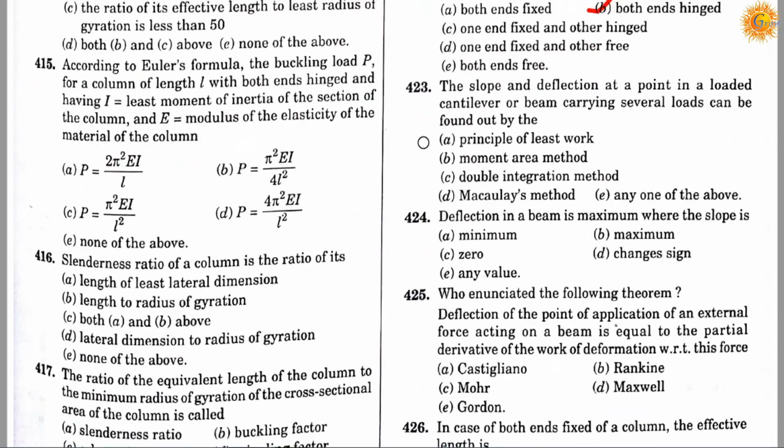Question number 423. The slope and deflection at a point in a loaded cantilever or beam carrying several loads can be found out by option A, principle of least work, option B, moment area method, option C, double integration method, option D, Macaulay's method, and option E, any one of the above. Correct answer D, it's called Macaulay's method.